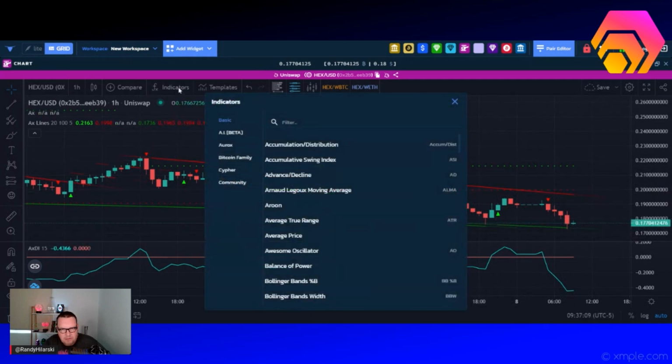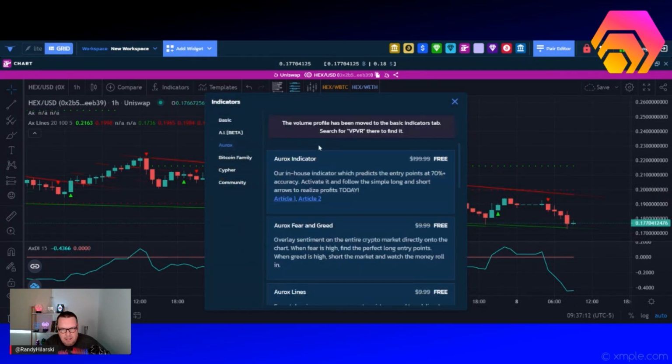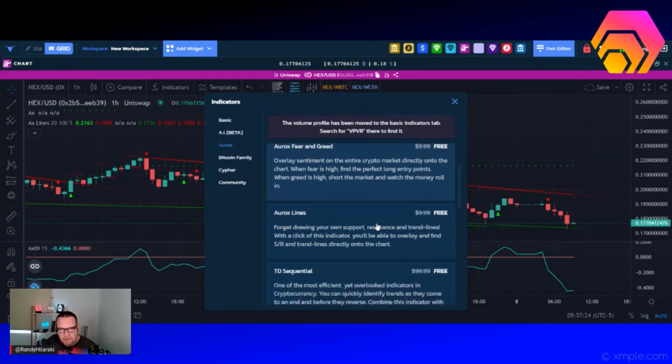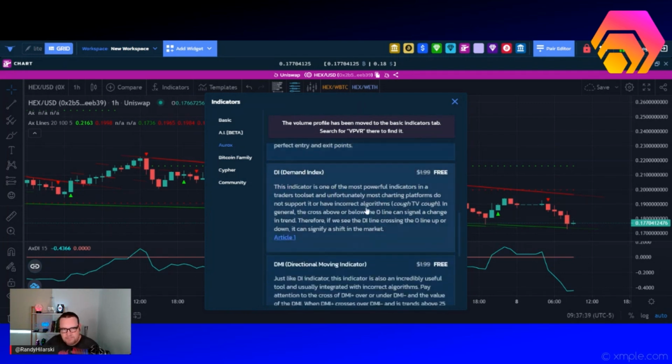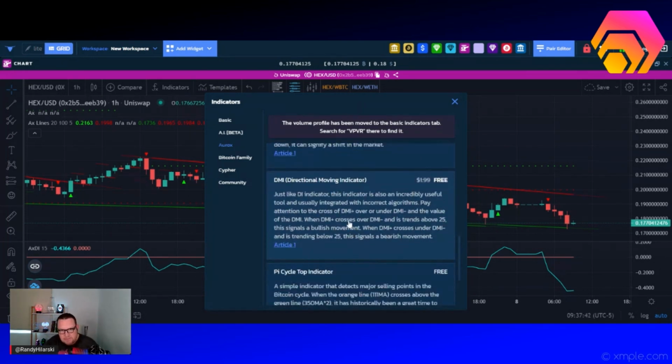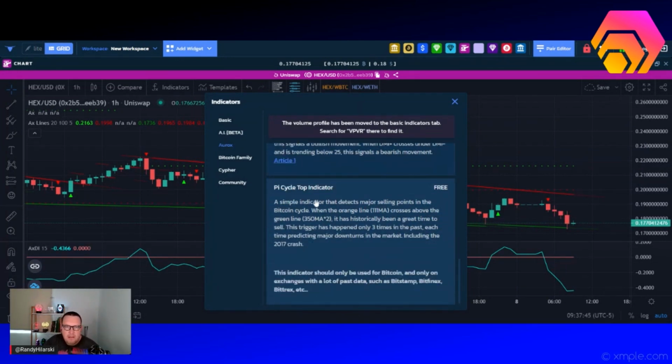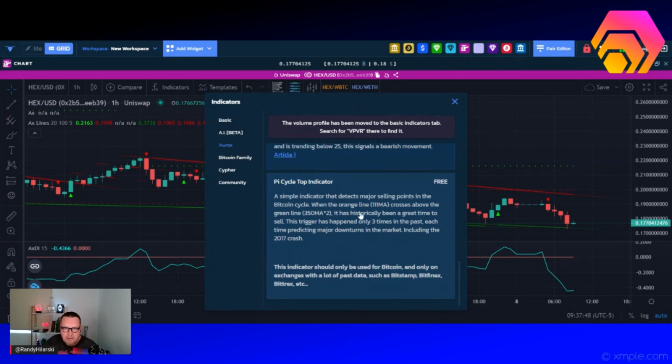Anytime you want to check out the specialty indicators that they have, you just go down to Aurox, and they're all here. The Aurox indicator, our in-house indicator, predicts the entry points at 70% accuracy. Activate it and follow the simple long and short arrows to realize profits today. You got the fear and greed. You got the Aurox lines. I have the Aurox lines on there right now. Forget drawing your own support, resistance, and trend lines. With a click of this indicator, you'll be able to overlay and find support, resistance, and trend lines directly onto the chart. You got TD sequential, demand index, directional moving indicator. That one's only really good for Bitcoin. Pi cycle top indicator, a simple indicator that detects major selling points. Okay, that's for Bitcoin. I don't use that one.